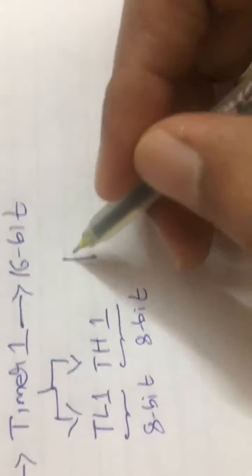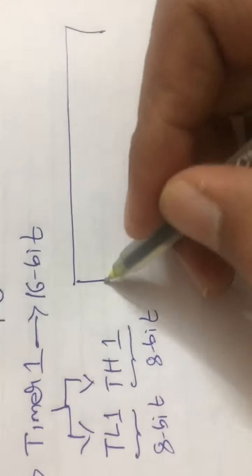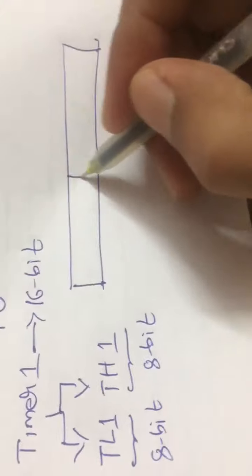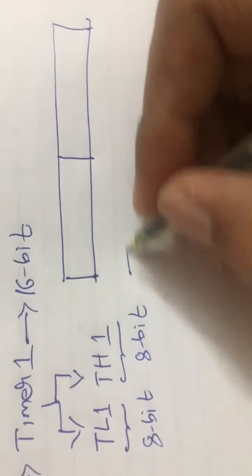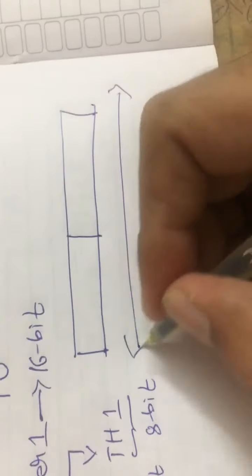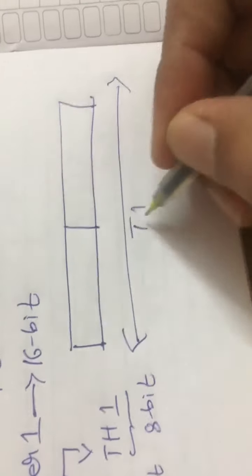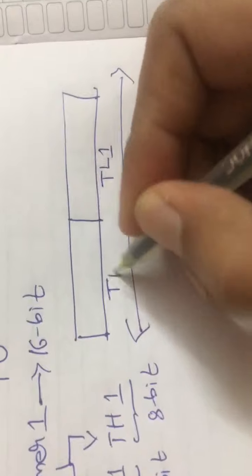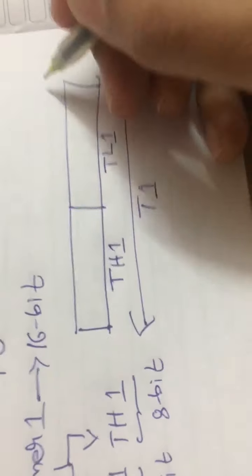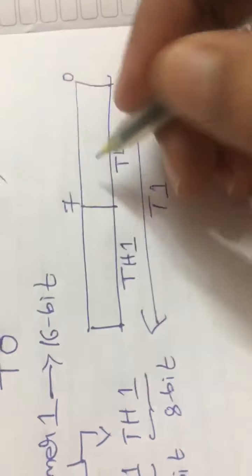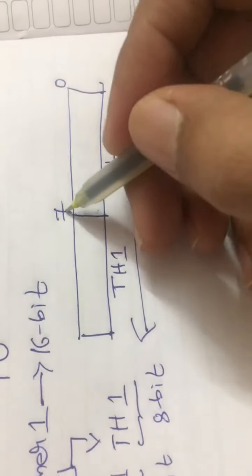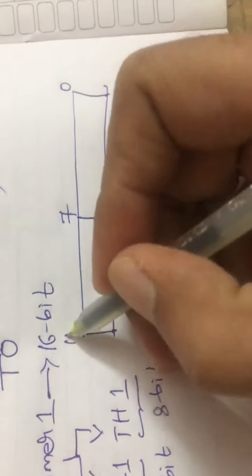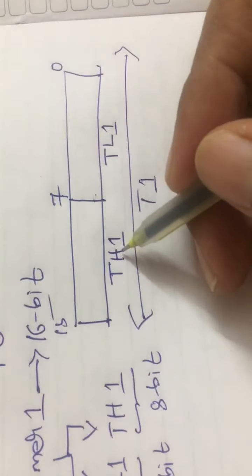Again, by picture it can be shown as I said for timer 0. This whole thing is timer 1. This is TL1 and this is TH1. So 0 to 7 is with respect to TL1, and from the 8th to the 15th bit is with respect to TH1.